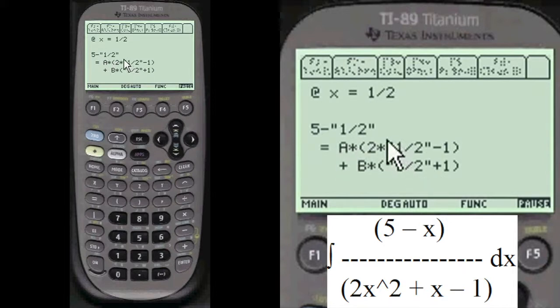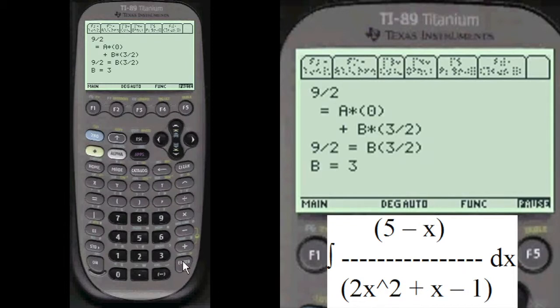and you always use parentheses, not quotes, because the calculator does that automatically. We want to use parentheses, so we write 2 times parentheses 1/2 parentheses minus 1. Same thing here. Anytime there's an x, you're changing it for 1/2. b equals 3 then when you do the math.